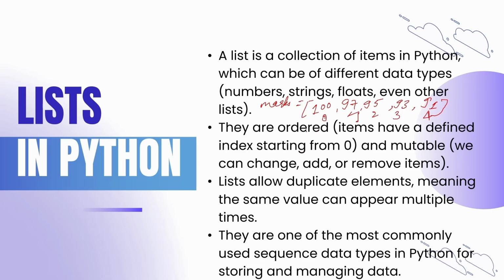They are also mutable in nature, so we can change, add or remove items in a list. Lists allow duplicate elements, meaning the same value can appear multiple times. So we can have a list where multiple elements are repeating. They are one of the most commonly used sequence data types in Python for storing and managing data. So lists are basically used for storing and managing data.